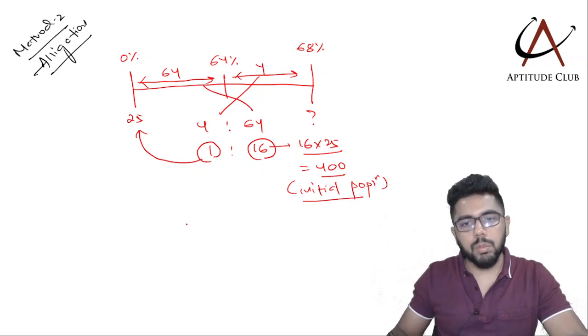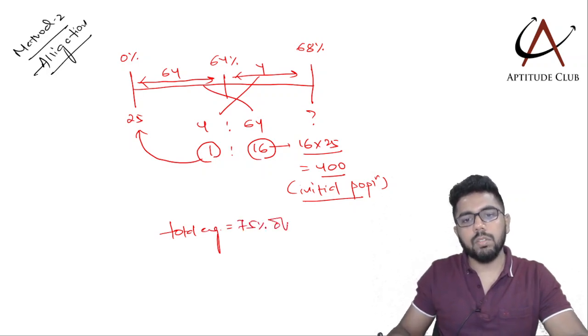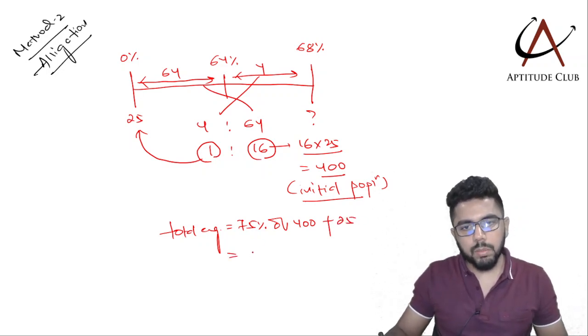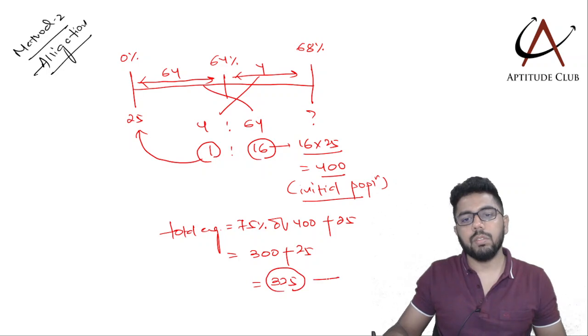And in this initial population, if I have to calculate the total engineers, it is like 75% of the initial population plus the new girls who have joined, all of them are engineers. So 75% of 400 is 300 plus 25, I again get 325.